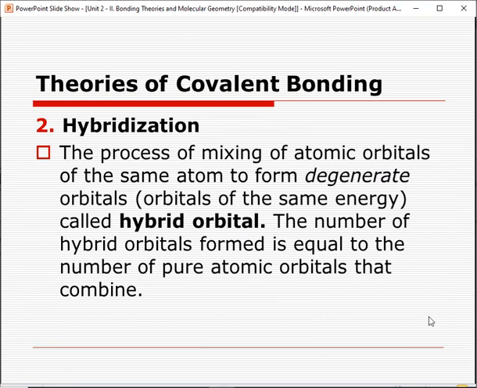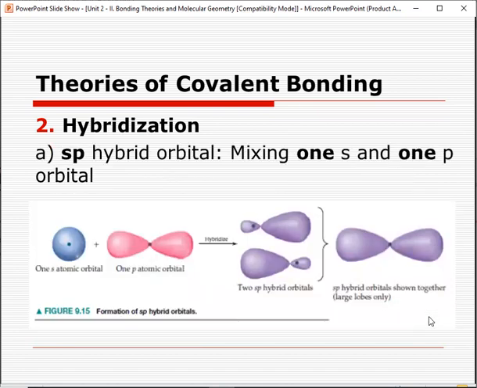Next is hybridization. It is the process of mixing atomic orbitals of the same atom to form degenerate orbitals, or orbitals of the same energy, called hybrid orbitals. The number of hybrid orbitals formed is equal to the number of pure atomic orbitals that combine. First is the sp hybrid orbitals. This is the mixing of one s and one p orbital.